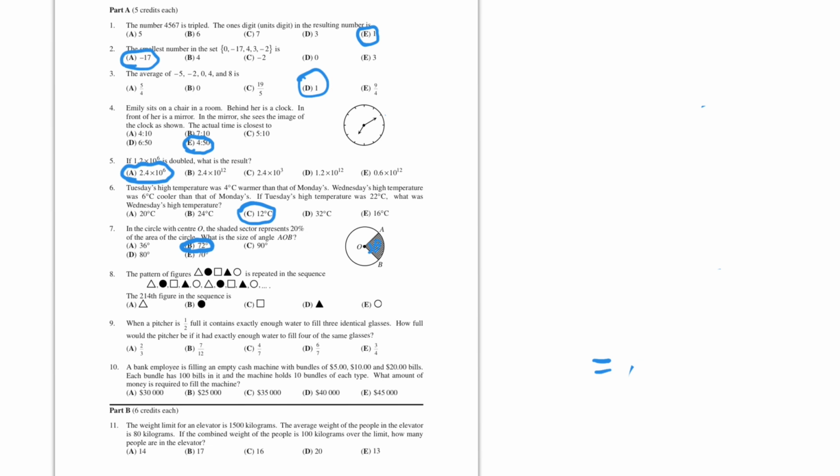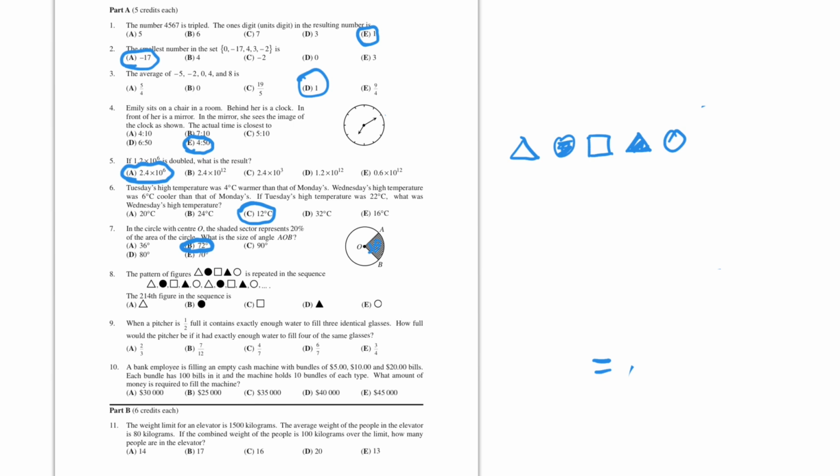Number 8, the pattern of figures is repeated in sequence. The 214th figure in the sequence is, the first is the white triangle, and then black circle, and then the white square, black square, and the white circle. Every 5 figures repeating.